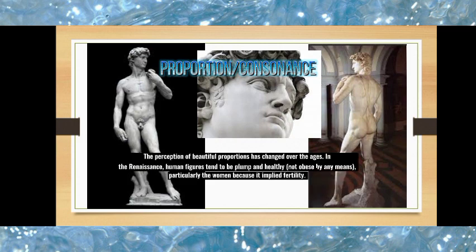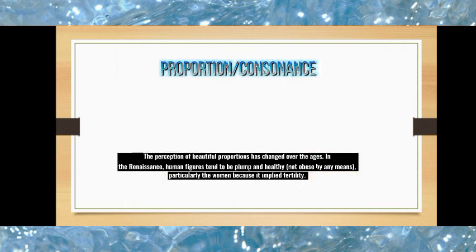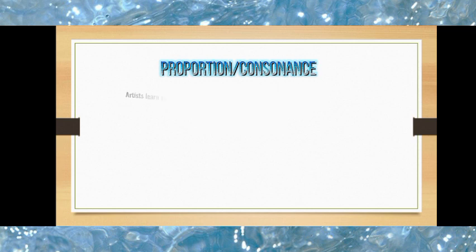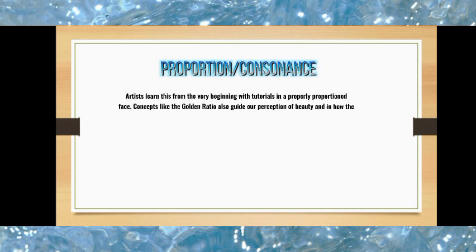The perception of beautiful proportions has changed over the ages. In the Renaissance, human figures tend to be plump and healthy, not obese by any means, particularly the women, because it implied fertility. The proportion of the face is another concern for artists. People are naturally attracted to symmetry in facial features, so artists tend toward perfectly spaced eyes in relation to the nose and a properly sized mouth. Artists learn this from the beginning with tutorials in a properly proportioned face.